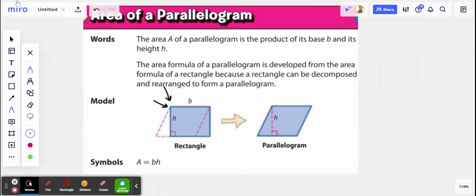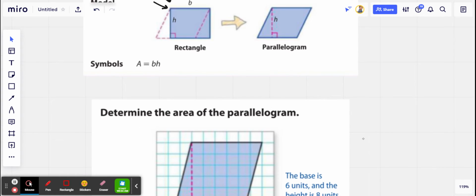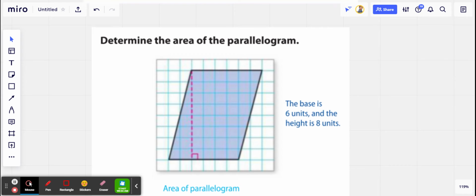Okay, so let's look at an example. Let me scroll down here. It says determine the area of the parallelogram. I like this one because it's a graph, and they show the units here. So let's count. What's our height? This is our height. So we have 1, 2, 3, 4, 5, 6, 7, 8. So our height is 8.